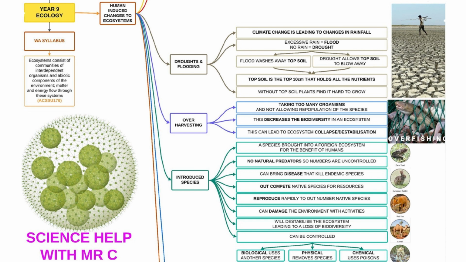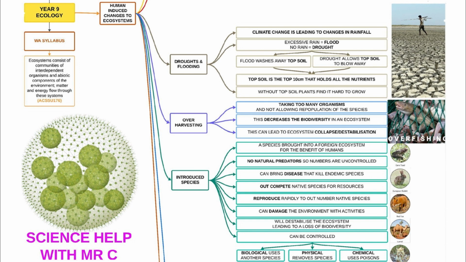Then we have introduced species. An introduced species is a foreign species brought into an ecosystem where it doesn't belong, and we do it for the benefit of humans. When the introduced species arrives in the ecosystem, it wreaks havoc because there are no natural predators. It can bring disease with it. It will outcompete the native species for resources. It will reproduce rapidly. It will cause damage to the environment with its activities like rabbits digging holes. And it will destabilize the ecosystem, leading to a loss of biodiversity.